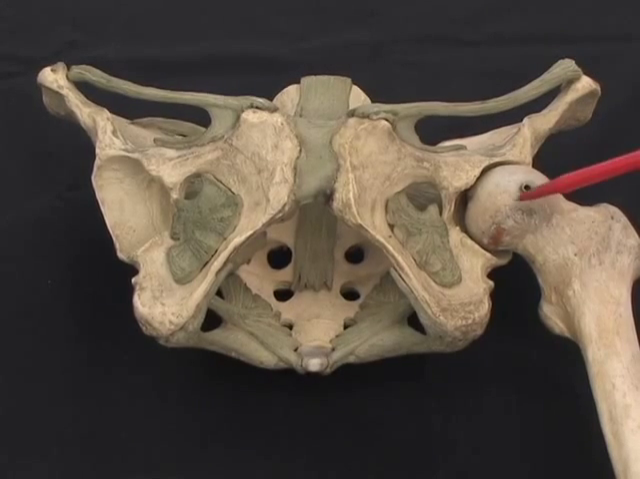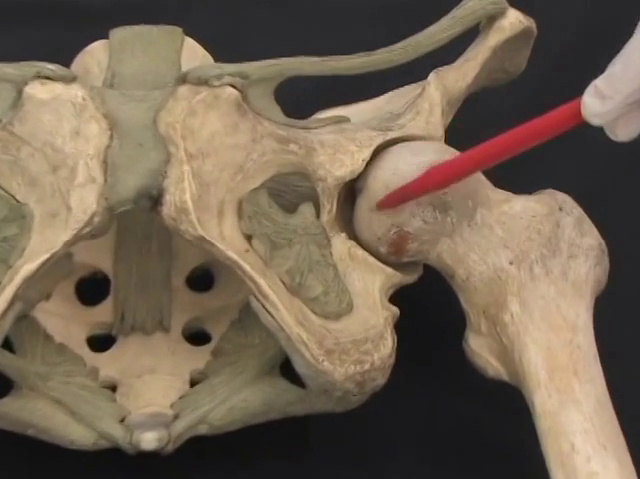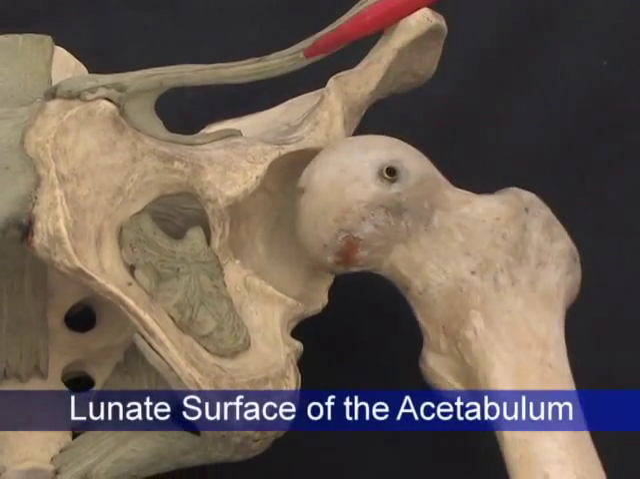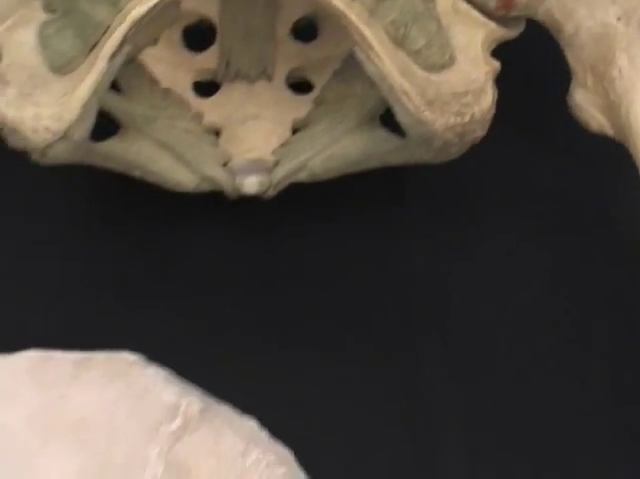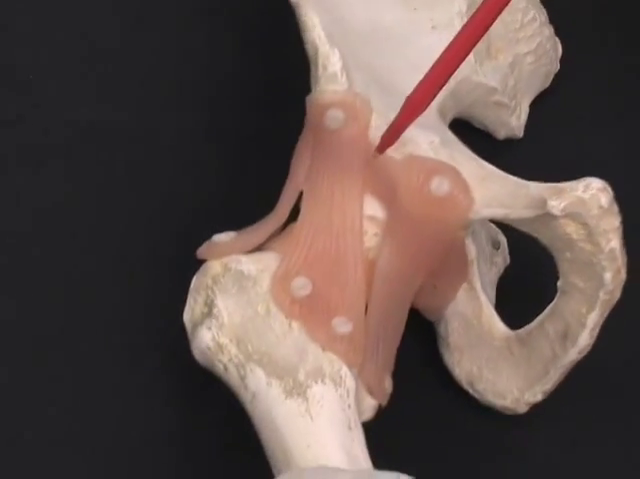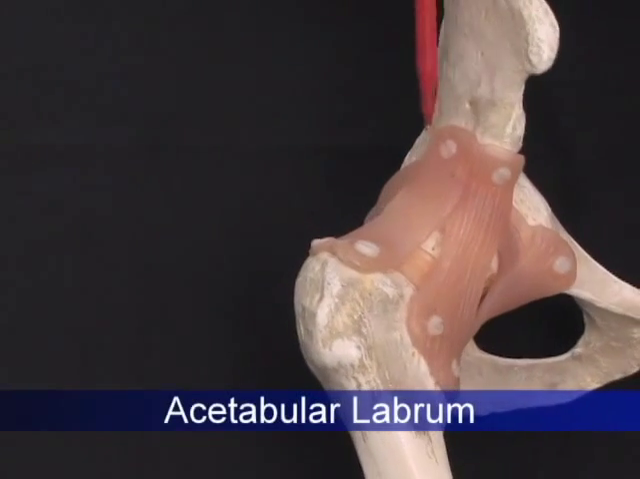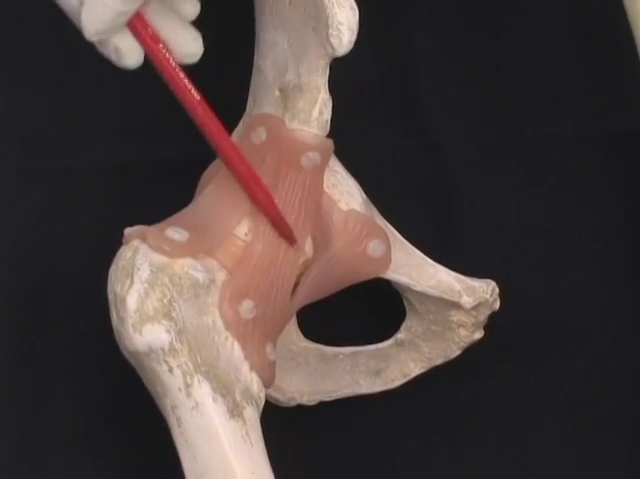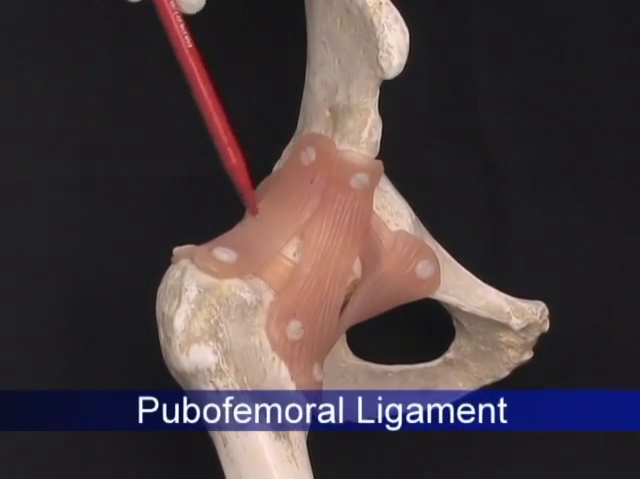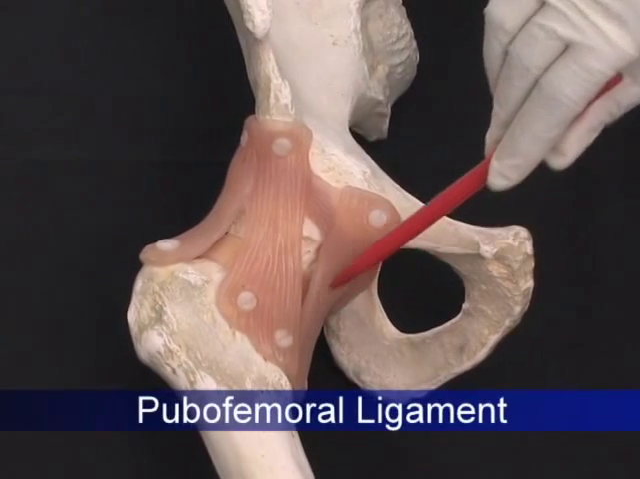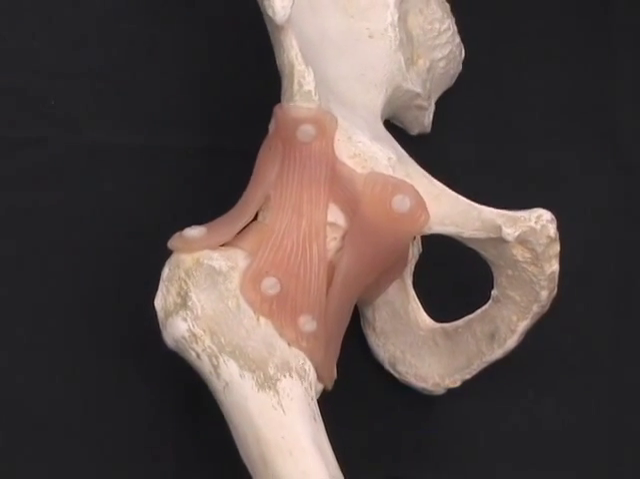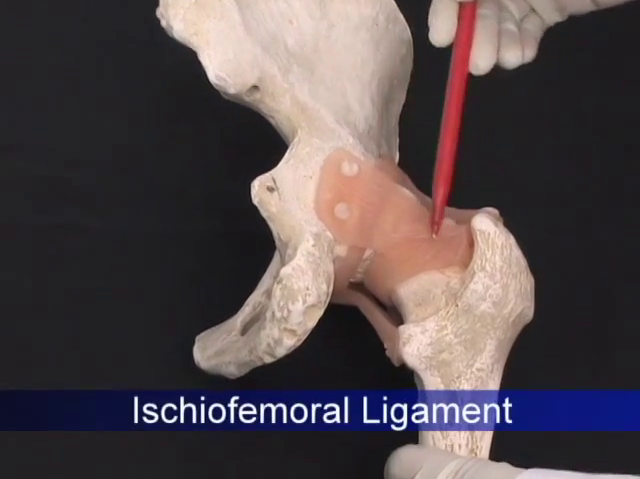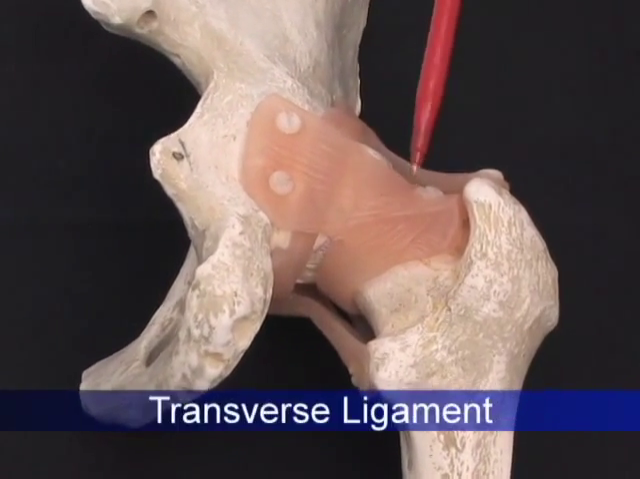This is the hip joint, a ball and socket joint. Here the head of the femur inserts into the concave lunate surface of the acetabulum. The socket is deepened by a ring of fibrocartilage called the acetabular labrum. On the anterior side, we can see this joint is supported by the iliofemoral ligament and the pubofemoral ligament. On the posterior side, we can see the ischiofemoral ligament, and this is the transverse ligament.